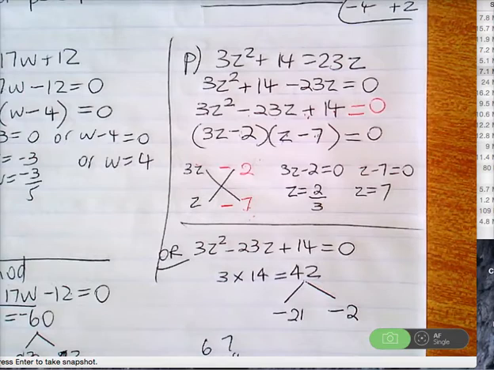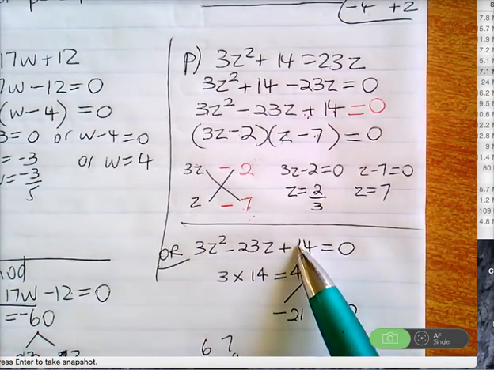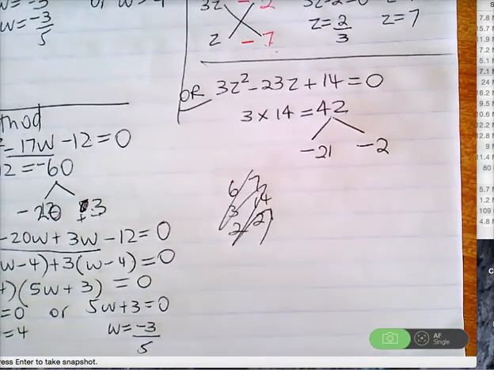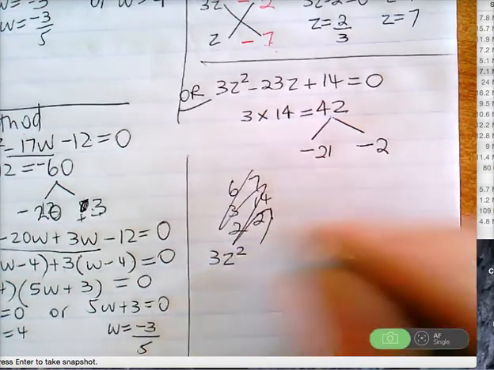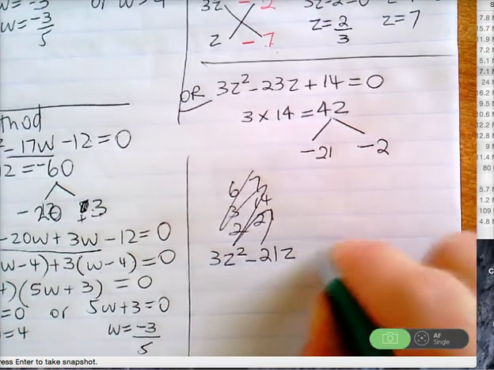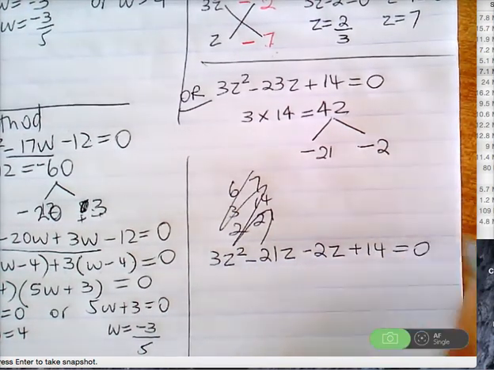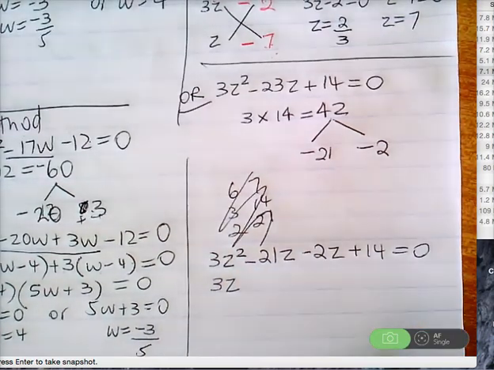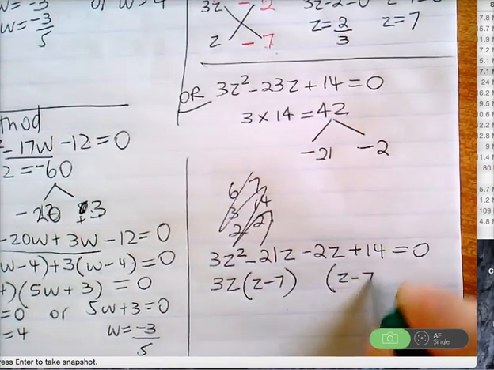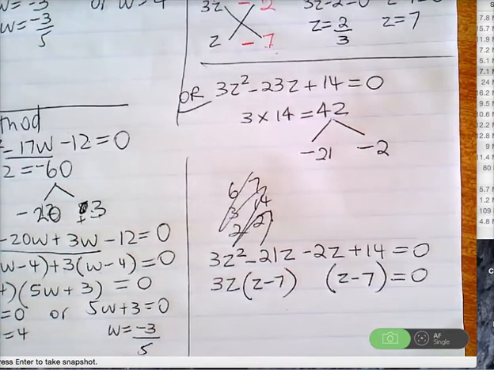Girls, I sometimes think this method, because you're doing that number times a big number, you're going to end up with a bigger problem than what you started with. Now, so we've got negative 21 and negative 2. So we've got 3z squared. We don't write minus 23z. We break it up into minus 21z minus 2z plus 14 equals 0. We find common factors. Z minus 7. The second bracket must be z minus 7. It has to be, otherwise there's no point doing the method.